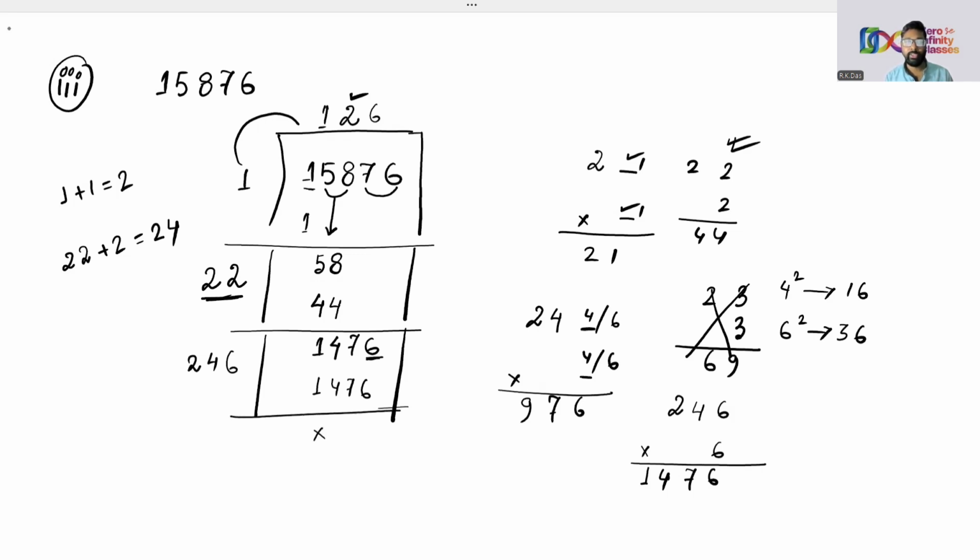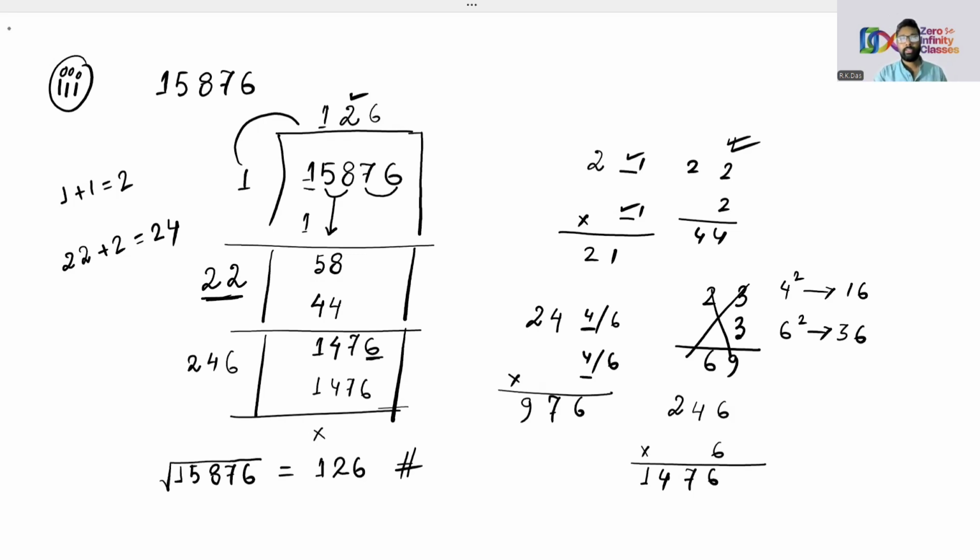So that means the square root of 15876 will be 126. Perfect. I hope you're understanding, my students. So this is the way, no matter whether it is 5-digit or 6-digit or 7-digit, we can easily calculate the square root by using this long division method.